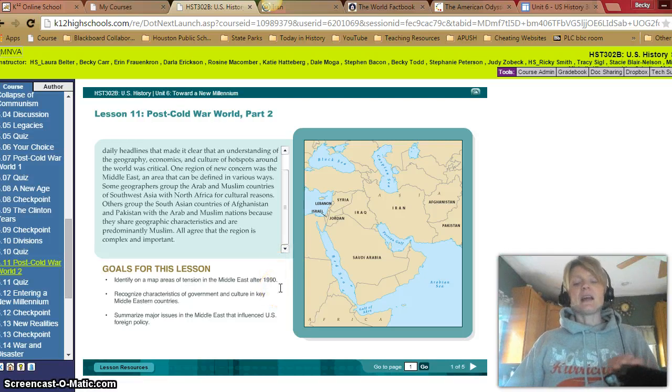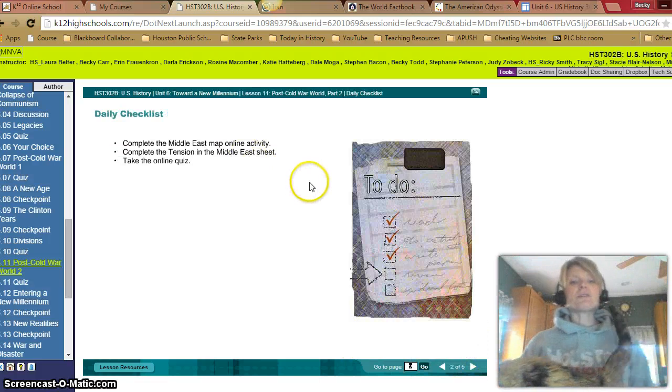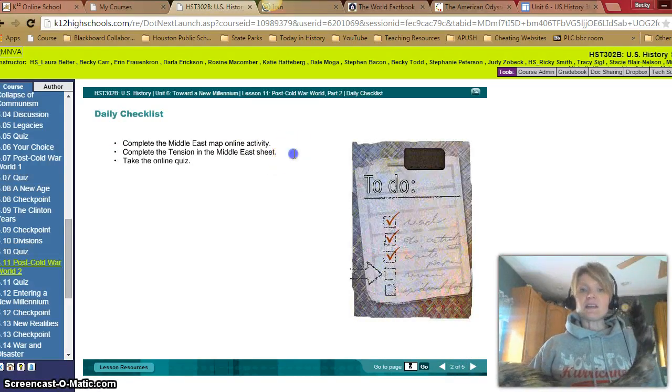Goals for this lesson: identify on a map areas of tension in the Middle East after 1990, recognize characteristics of government and culture in key Middle Eastern countries, and summarize major issues in the Middle East that influence U.S. foreign policy. So what we're going to do today is complete the Middle East map online activity, complete the tension in the Middle East sheet, and take the 6.11 quiz.